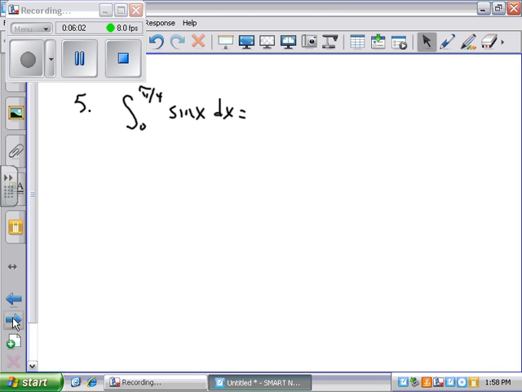Number 5. You have to take the definite integral of sine of x. So we have to take the antiderivative first, and then we'll plug in the limits of integration. What's the antiderivative of sine x? Negative cosine. A lot of times people screw that up because they think of the derivative. Negative cosine of x from 0 to pi over 4.